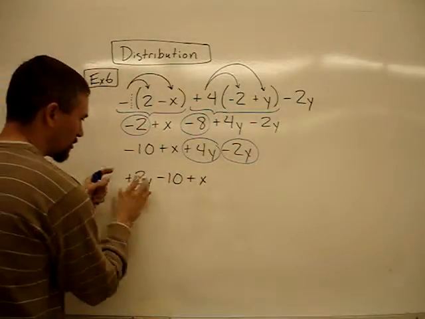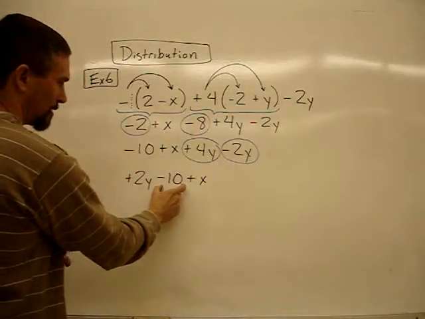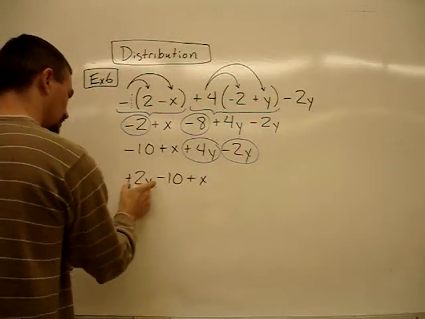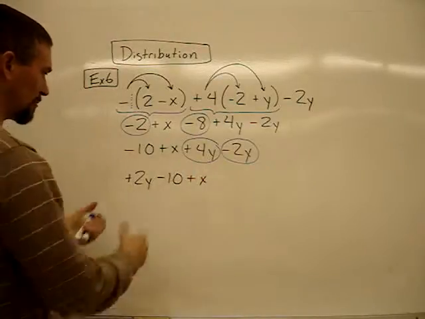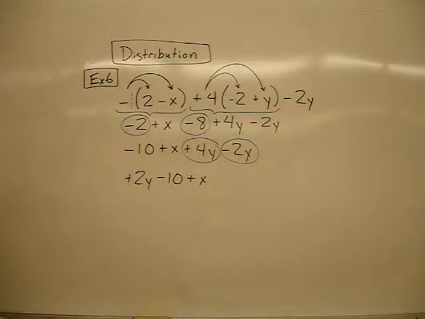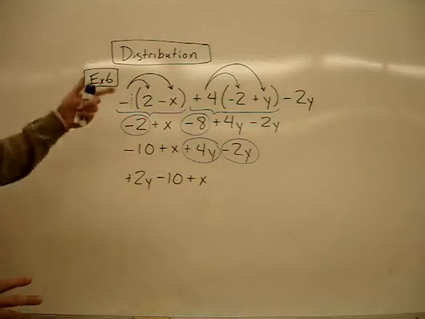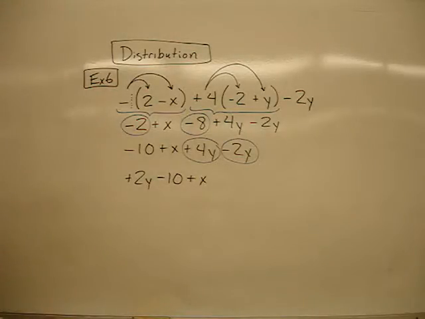So I don't see any more terms. This is your good old-fashioned regular number. It can't go with an x and can't go with a y. The x's can't go with y, so there's no more like terms to deal with. So there's your problem. And that's how I'd like to see it worked out.